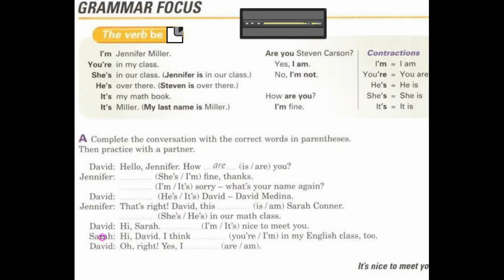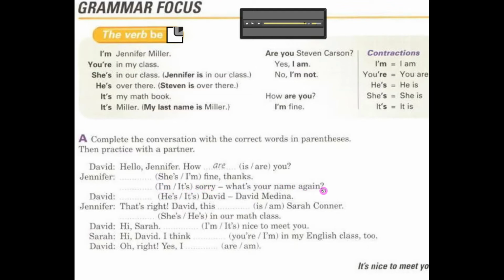There are David, Sarah, and Jennifer. Okay, number one: "Hello Jennifer, how are you?" Because the subject is you, the subject pronoun is you, and the to be is are. How are you? David is asking directly to Jennifer. So the answer is: "I'm fine, thanks. How are you?" Okay, and then next.